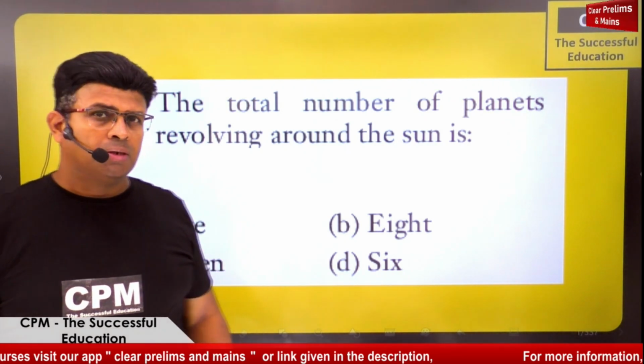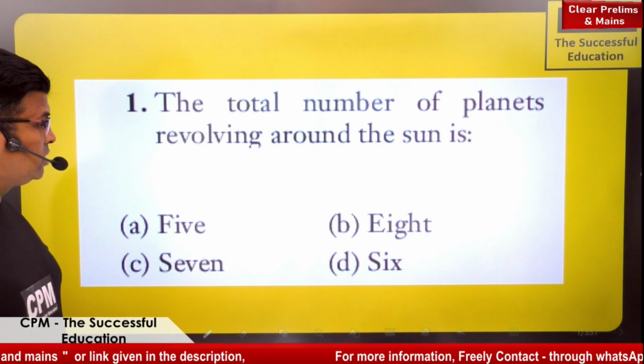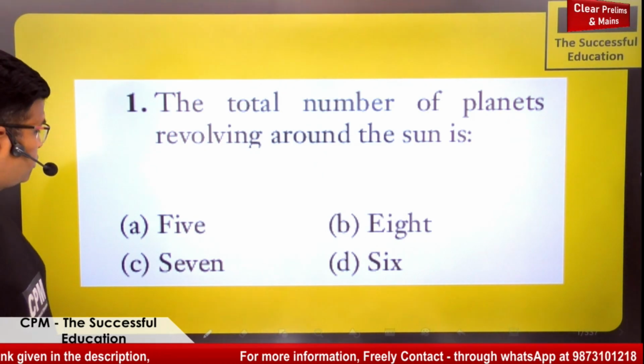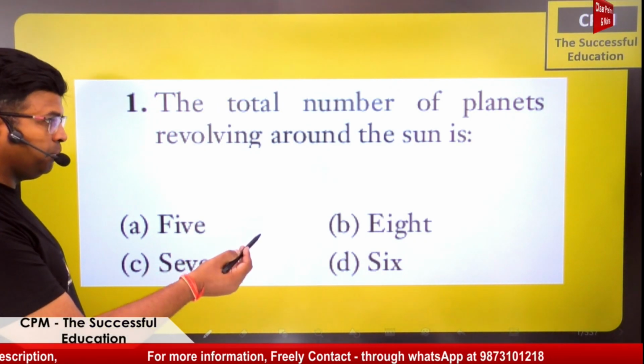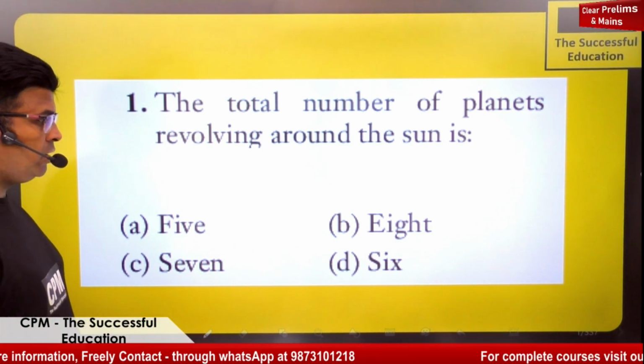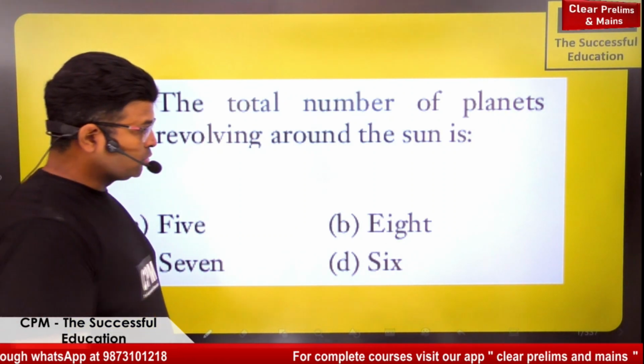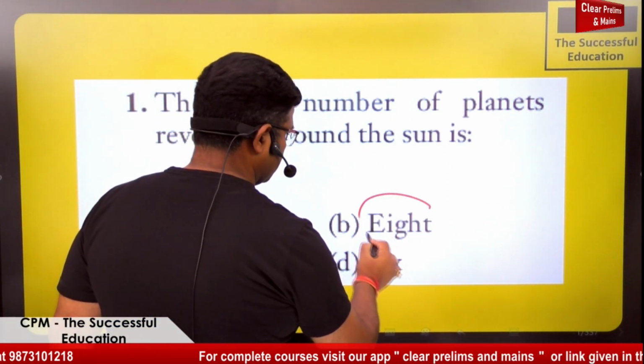So question, the total number of planets revolving around the sun is option A 5, B 8, C 7 and D 6. The correct option is 8.